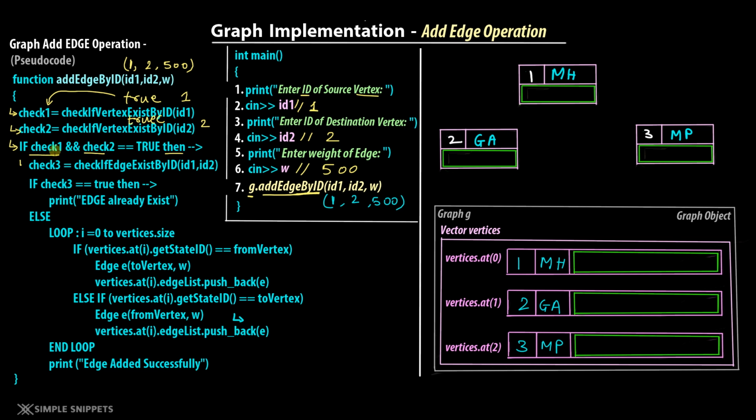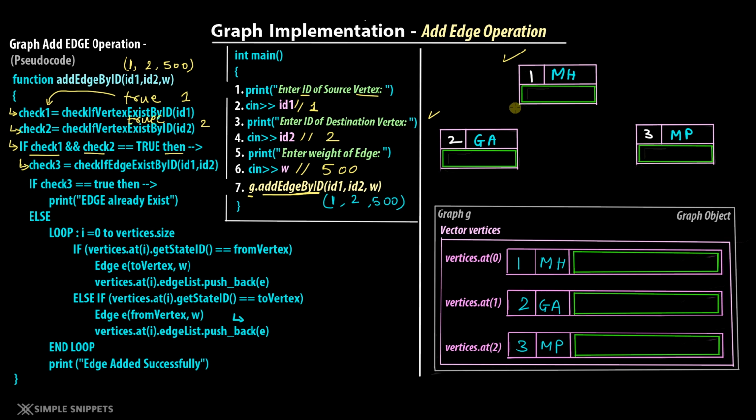And only then you can proceed with the addition of an edge between the two. But now we will also have to do one more check, that is a third check: whether there exists an edge already between the two or not, correct? We just checked that two vertices exist with these IDs, but we still have not checked whether there exists an edge between them or not.